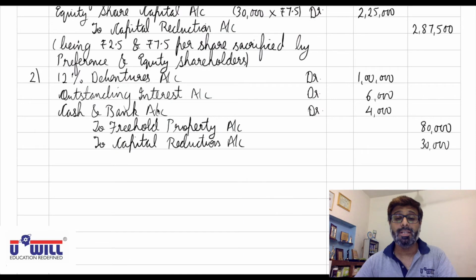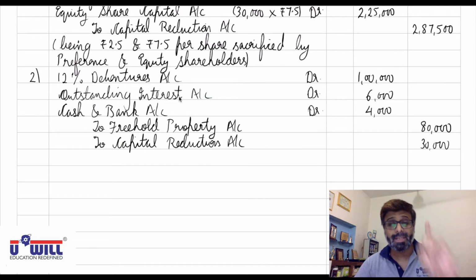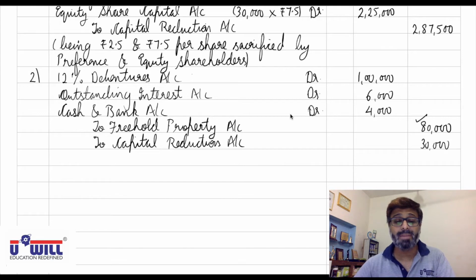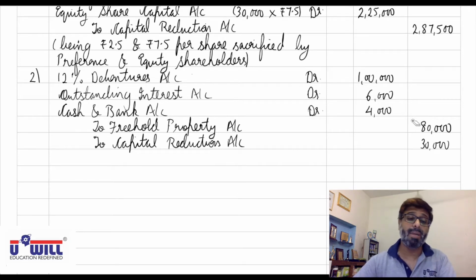And what is the shortcut of directly passing that combined entry? Close debentures account, close outstanding interest account, so you reverse and debit them. Close freehold property account, so you reverse and credit that. And whatever amount the company is receiving from debenture holders, cash comes in, debit what comes in, cash account debit. And whatever is the profit, you credit to capital reduction account. So directly you all can pass a combined entry.